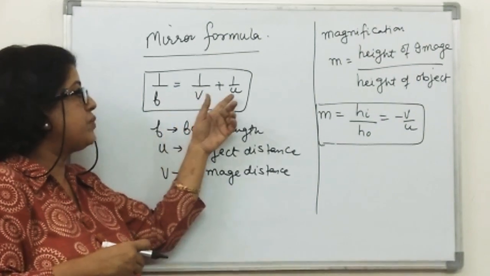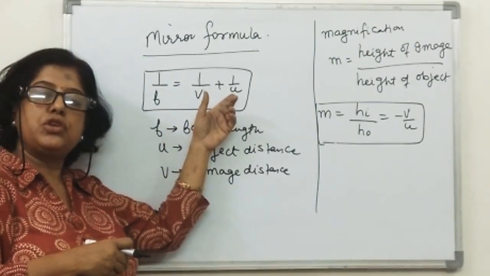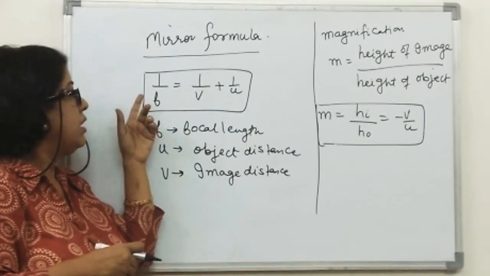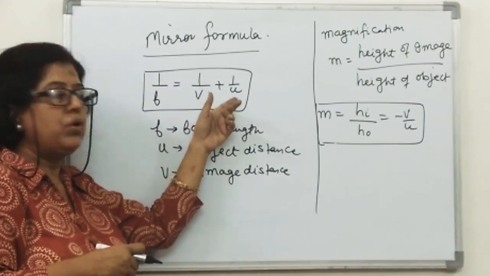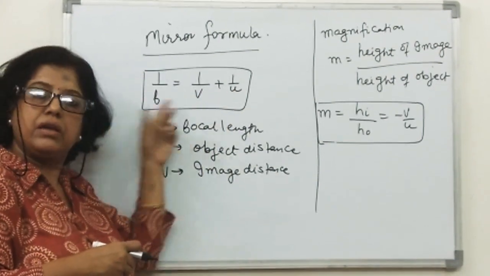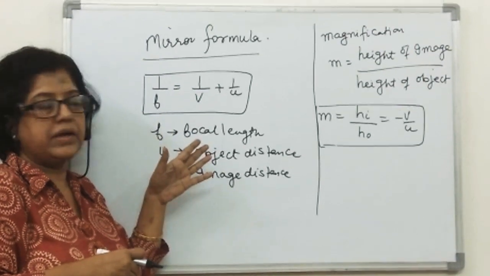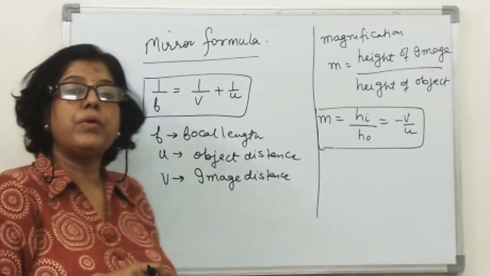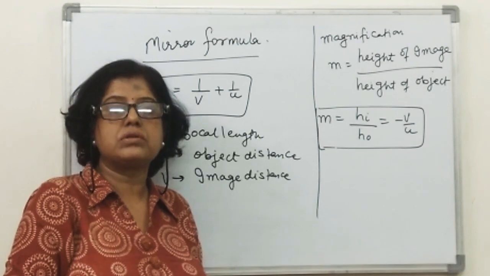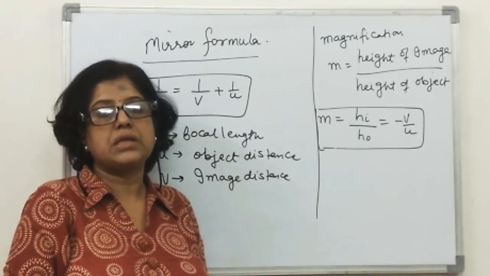If you're given v, image distance, and u, object distance, you can find focal length. If you're given f and v, you can find u. If you're given f and u, you can find v using the mirror formula. Fine. So now when we use these formulas for solving questions and numericals, we have to follow the sign conventions.